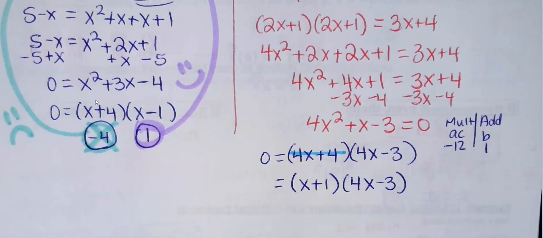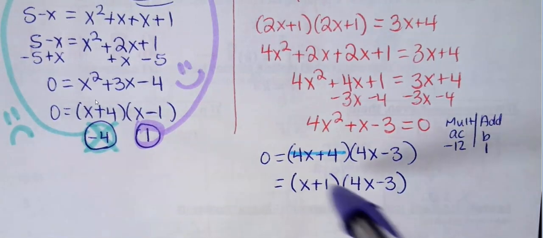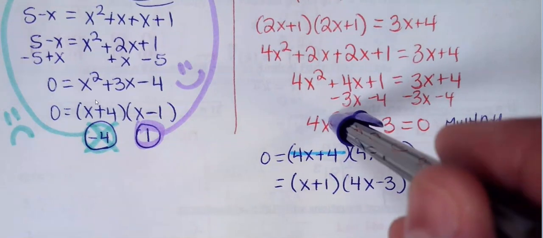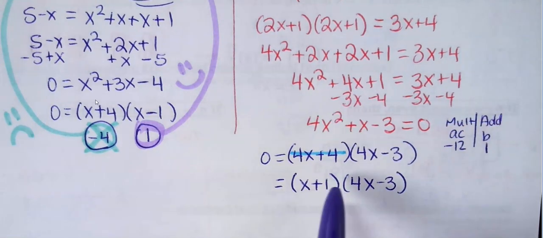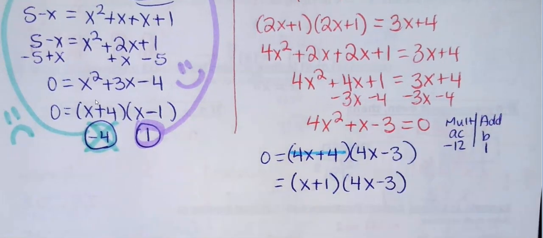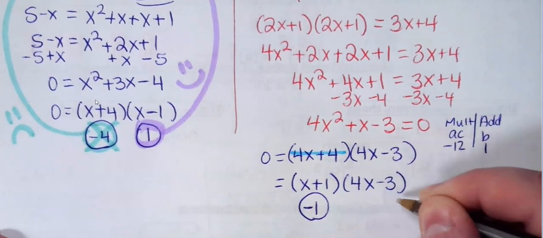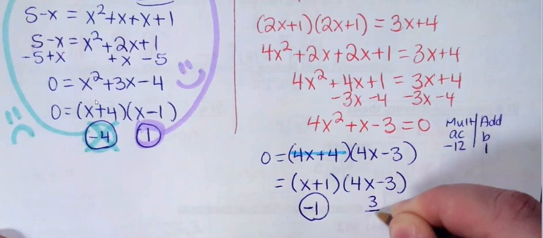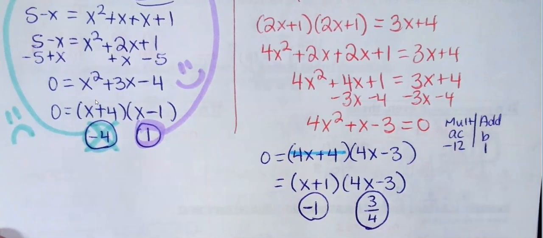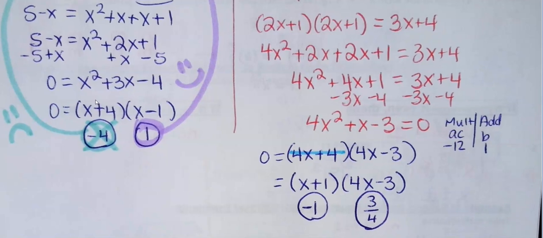If you want to check, I just spot check: x times 4x gives you back the 4x squared, and I checked the numbers. 1 times negative 3 is negative 3. So I have the correct factored form there. You could completely FOIL it out if you really wanted to check. But then my two answers, and I do want to check these, I get negative 1 and positive 3/4. Those are the two numbers that would set those parentheses equal to 0. If you did the quadratic formula, you should get the same two numbers.